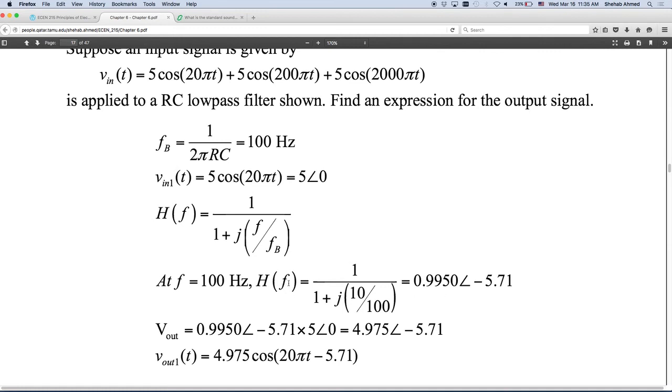So H of 10 is equal to 0.995 with this angle. So this is your H now, and then you already know your signal. So you multiply the magnitudes, add the angles. So it's 4.975, angle minus 5.71. Right? So any questions about this?